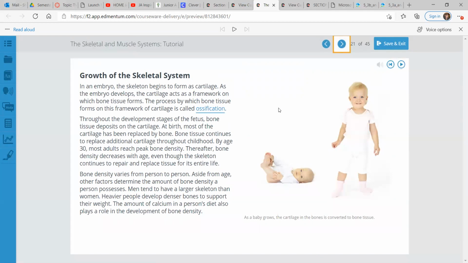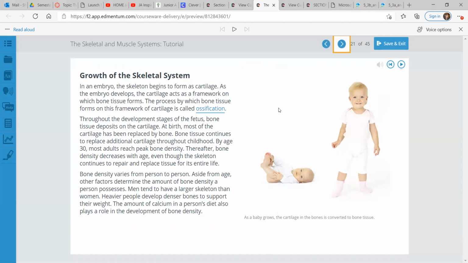Growth of the skeletal system. In an embryo, the skeleton begins to form as cartilage. And as it develops, the cartilage acts as a framework on which bone tissue forms. The process by which bone tissue forms on this framework of cartilage is called ossification. Throughout the stages of the fetus, bone tissue deposits on the cartilage. At birth, most of the cartilage has been replaced by bone.